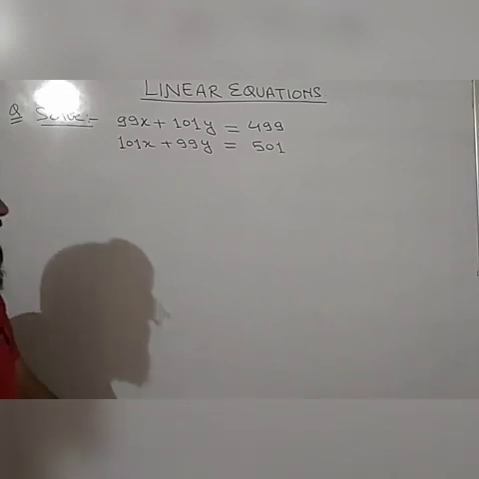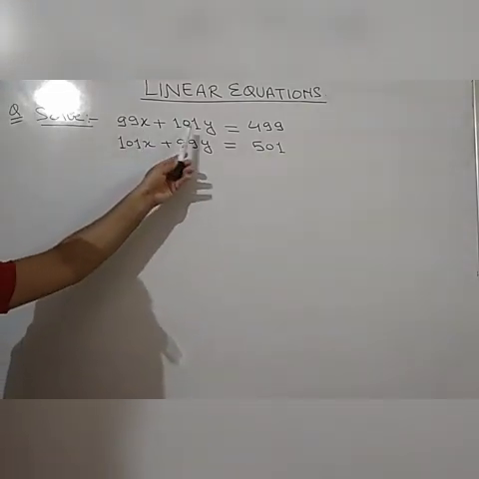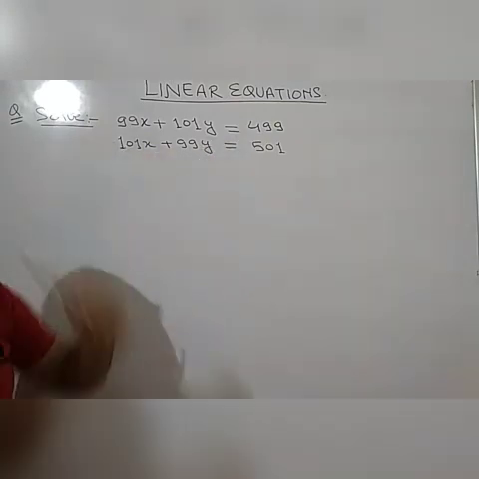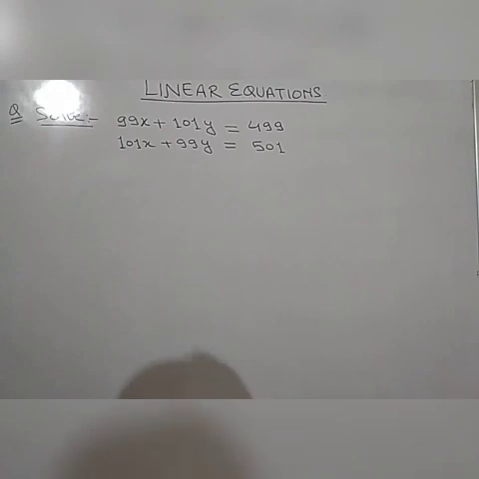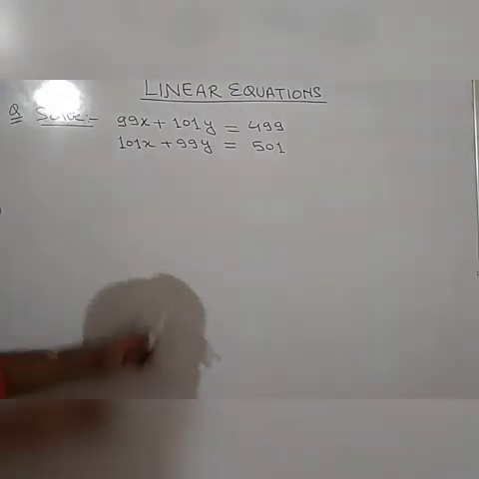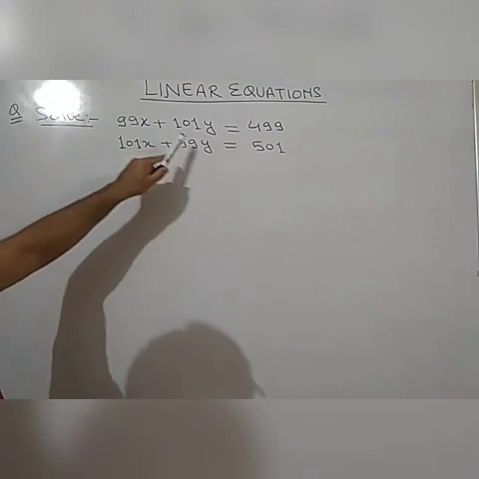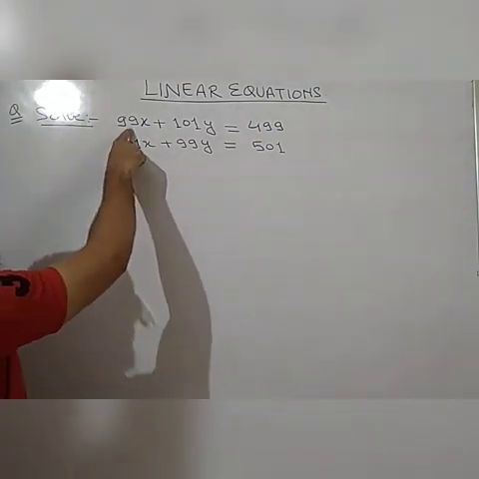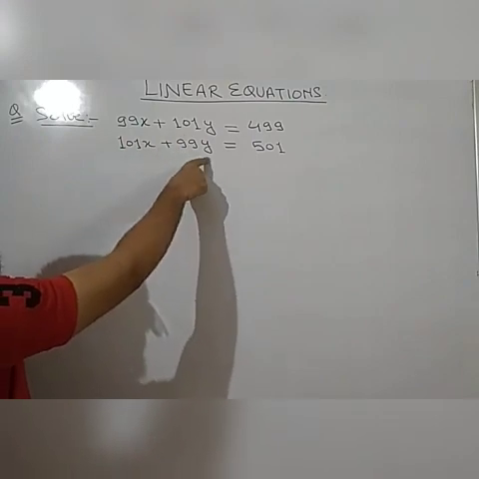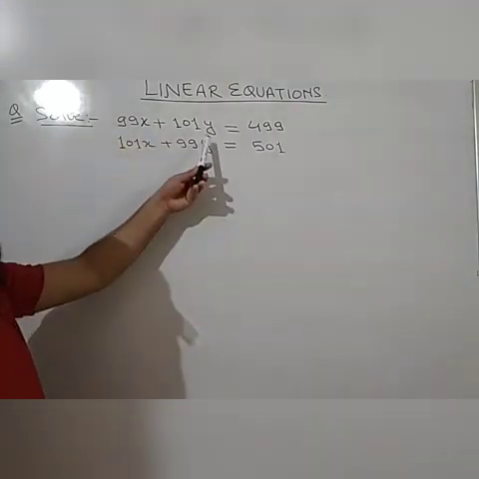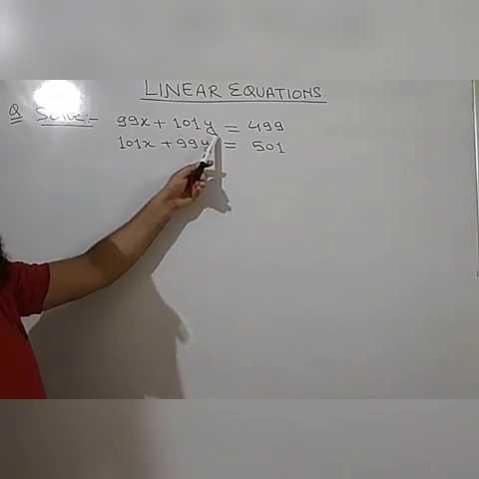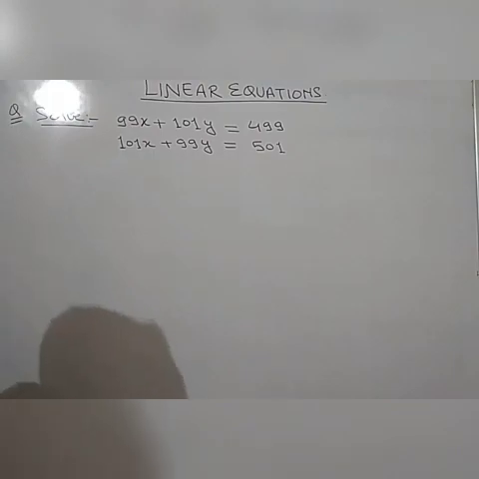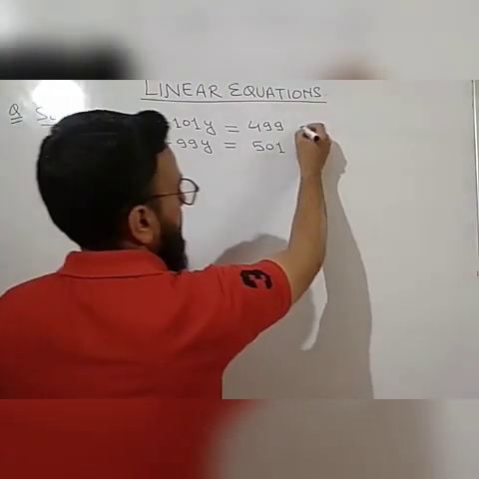Now the next question is 99x plus 101y is equal to 499 and 101x plus 99y is equal to 501. Okay, this is again the same question. We can check here the coefficients of x and y are interchanged. Here it is 99, the coefficient of x, and in the second equation 99 is the coefficient of y. In the first equation 101 is the coefficient of y, and in the second equation 101 is the coefficient of x. Okay, so again we will do in the same way.